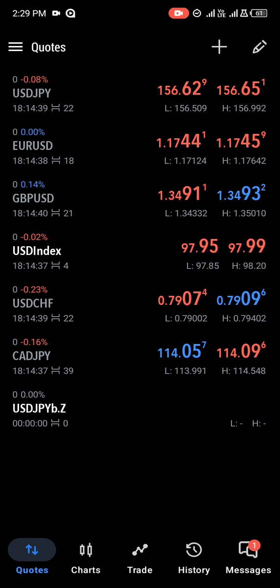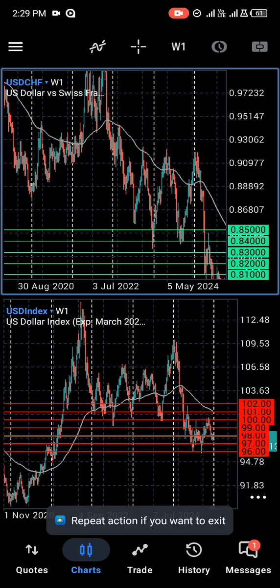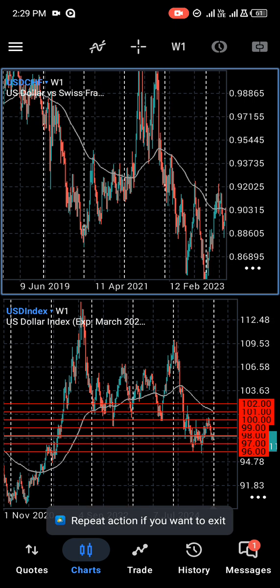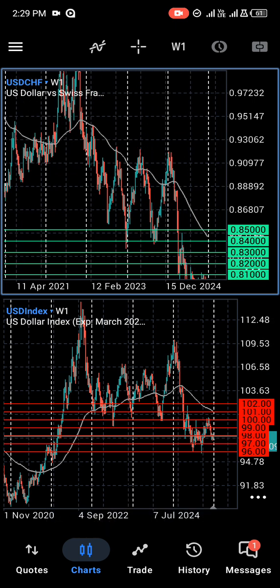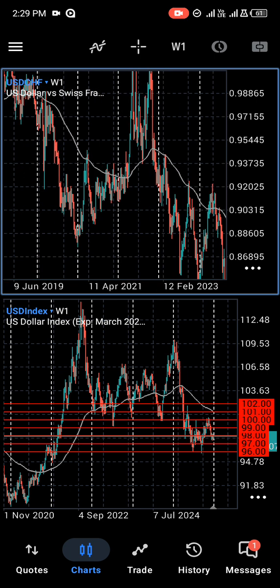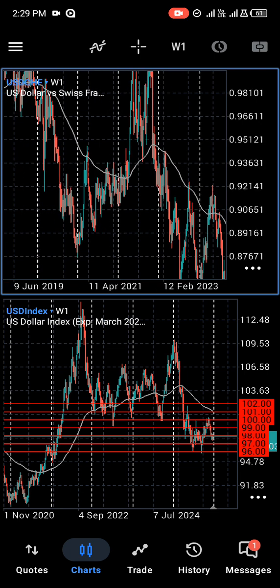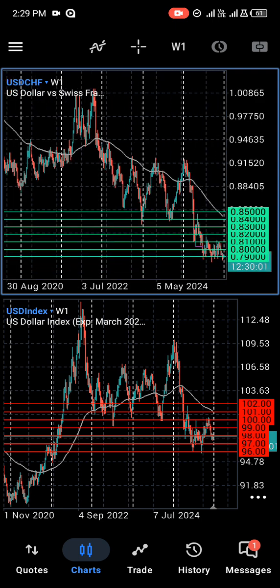So today I'll use the USD CHF in combination with the DXY. The DXY will be helping me to understand the strength of the dollar. So let's get into the chart and let me show you what I'm talking about. On top here is USD CHF, and at the bottom here is the DXY. So let's start on the higher time frame.